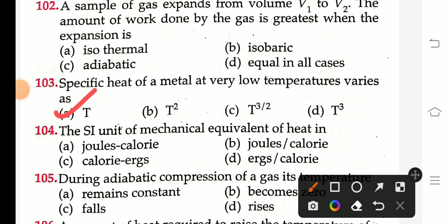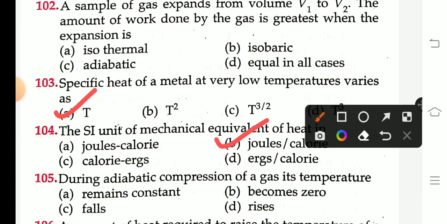Next, the SI unit of mechanical equivalent of heat is. Right answer will be option B, joules per calorie. Next, during adiabatic compression of a gas, its temperature. Right answer will be option D, rises.